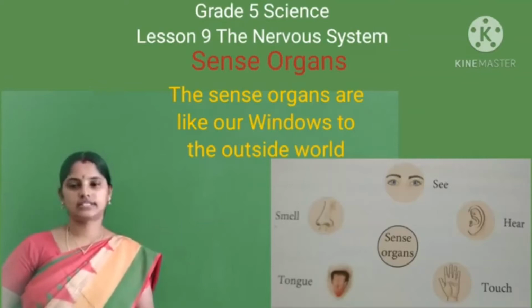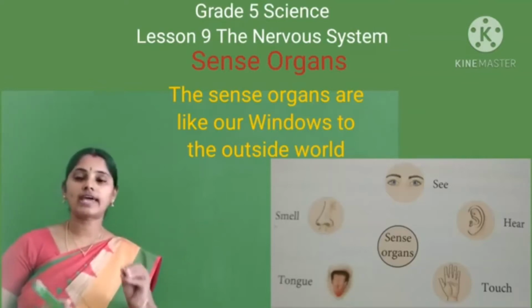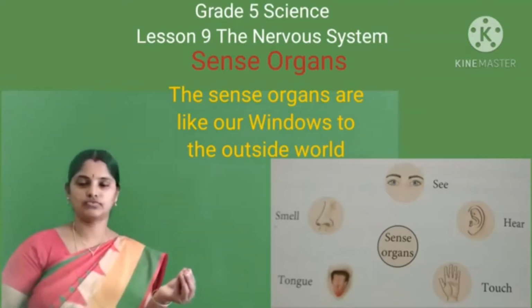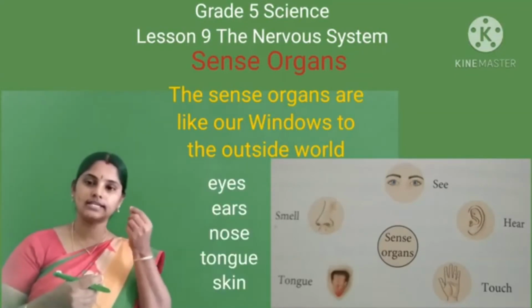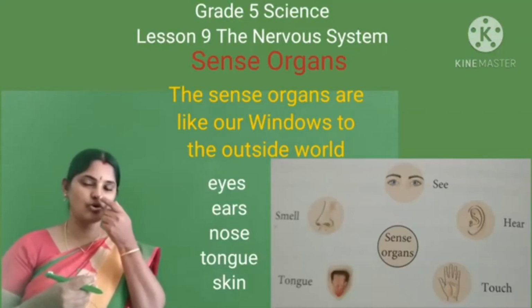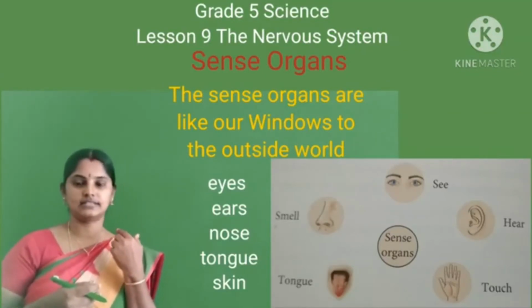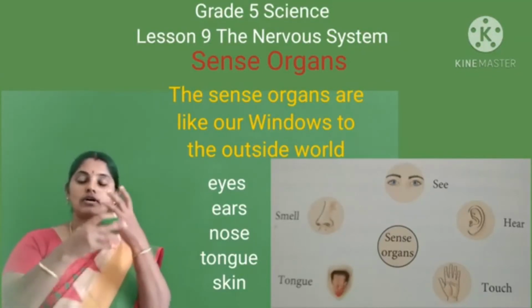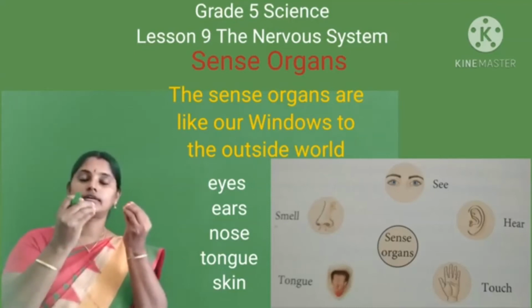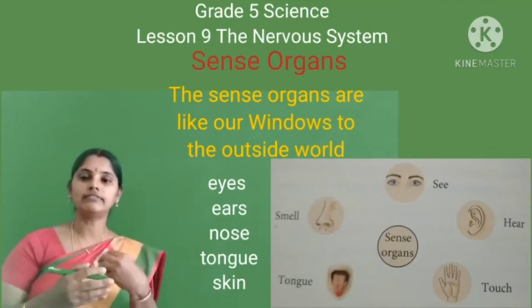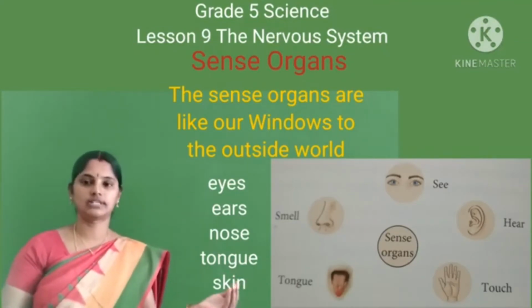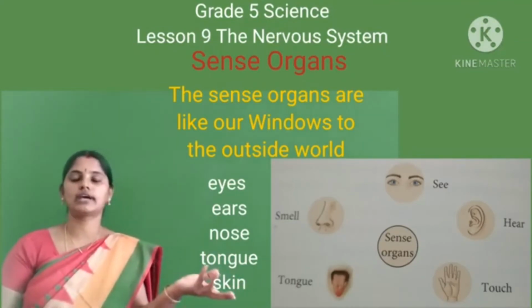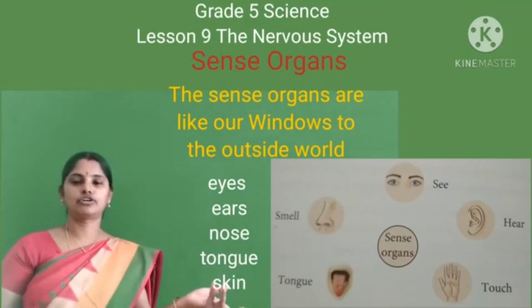Sense organs. Sense organs are like windows to the outside world. We have 5 sense organs. What are they? Eyes, ears, nose, tongue, and skin. Isn't it? It is because of the sense organs only that we are able to realize what is happening around us in this world. Without the sense organs, life would not exist.